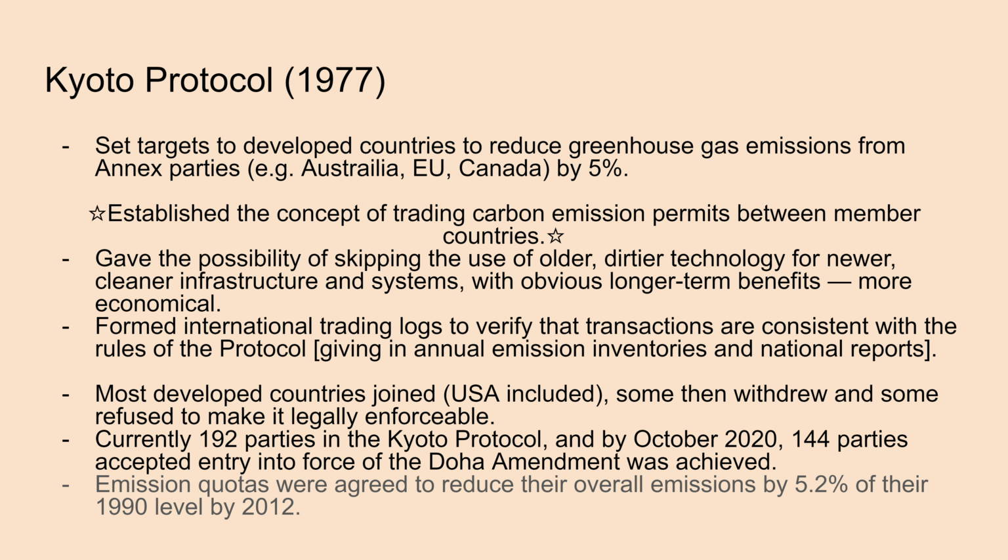Anyways, so the Kyoto Protocol, which was created in 1977, set targets for developed countries to reduce greenhouse gas emissions from annexed parties such as Australia, EU, and Canada by 5%. They established the concept of trading carbon emission permits between member countries. They gave the possibility of skipping the use of older, dirtier technology for newer, cleaner infrastructure and systems with obvious longer-term benefits, which are also more economical.